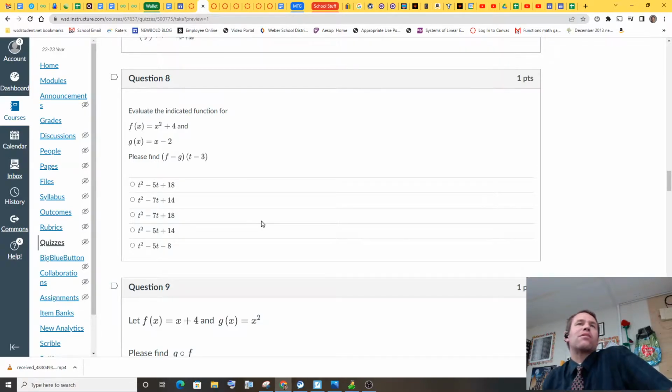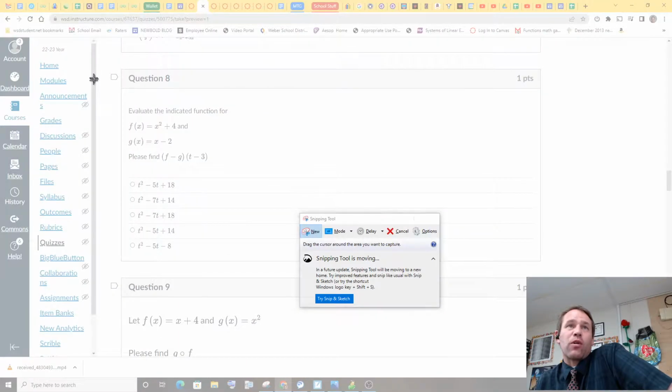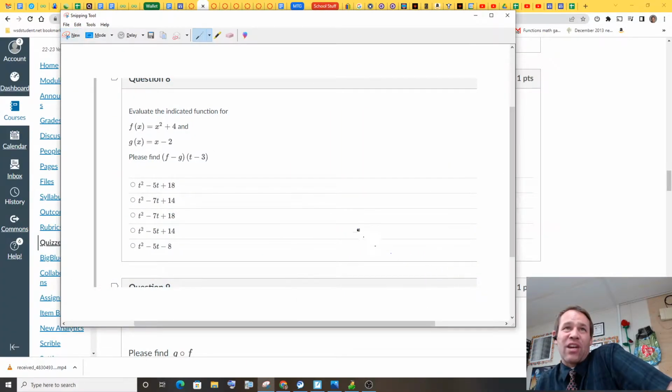So this one is going to be subtraction as well. But definitely going to be a weird, tricky thing at the end. We're going to plug in a t minus 3. So f minus g. So f is x squared plus 4. And then it says to minus g. So minus parentheses g of x is x minus 2.